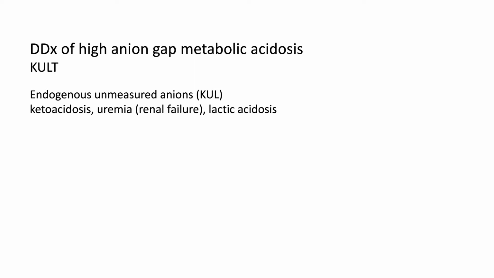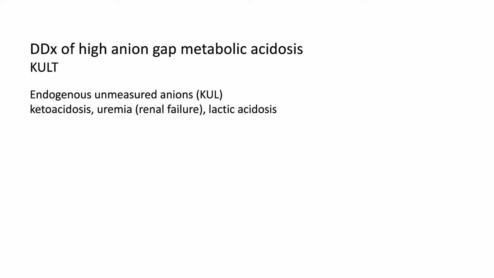Uremia, which is another word for renal failure, will do this as well. They don't secrete the acids as well. Those dysfunctional kidneys don't generate bicarb as well. So that can give you a high anion gap metabolic acidosis. And finally, L for lactic acidosis. And we're going to go through an approach to an elevated lactate here shortly.